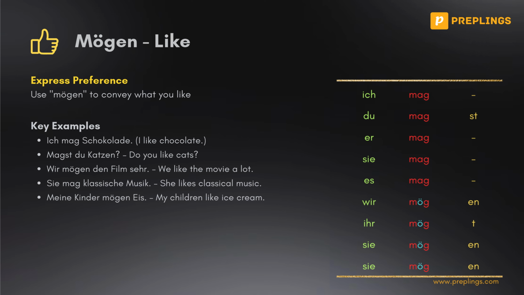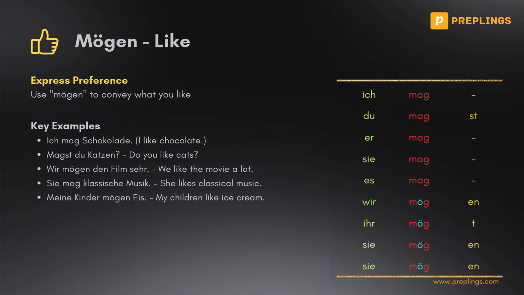Magst du Katzen? Do you like cats? Wir mögen den Film sehr. We like the movie a lot. Sie mag klassische Musik. She likes classical music. Meine Kinder mögen Eis. My children like ice cream.